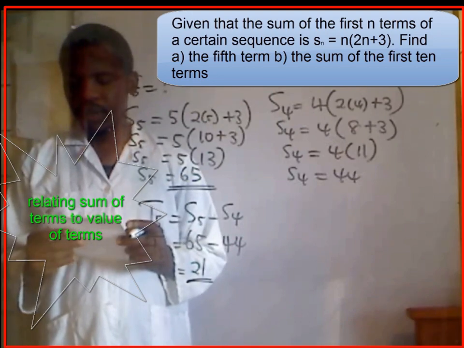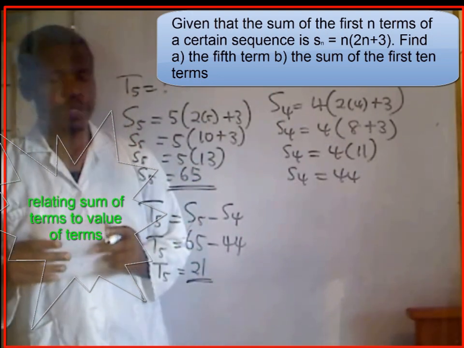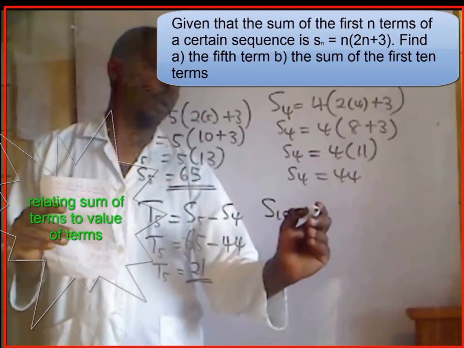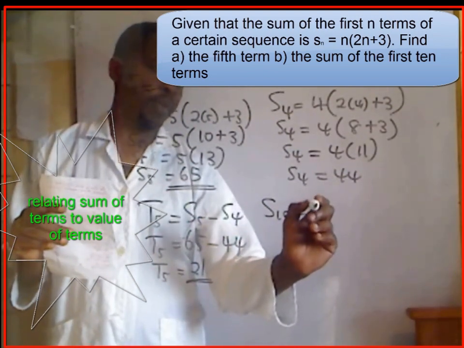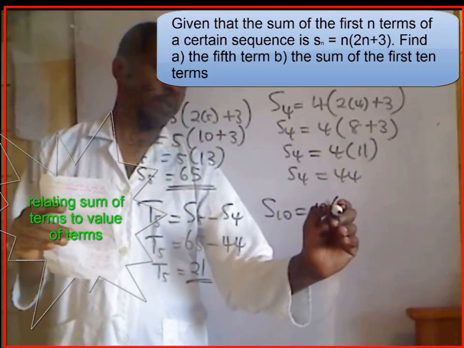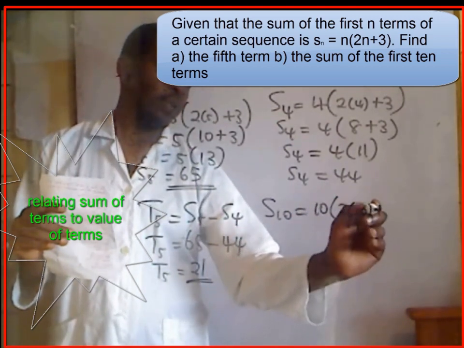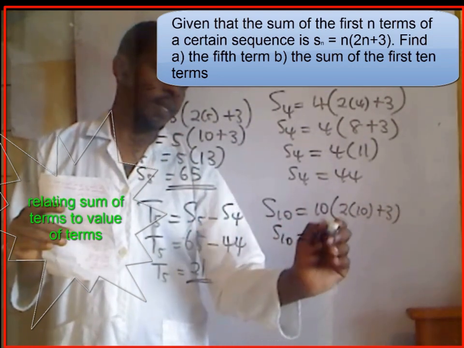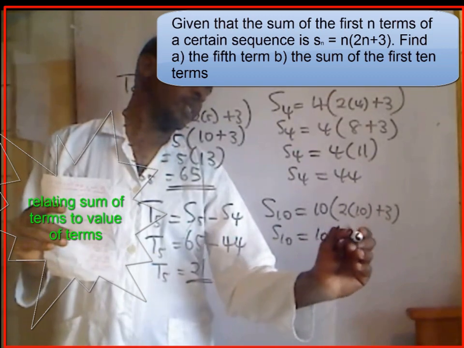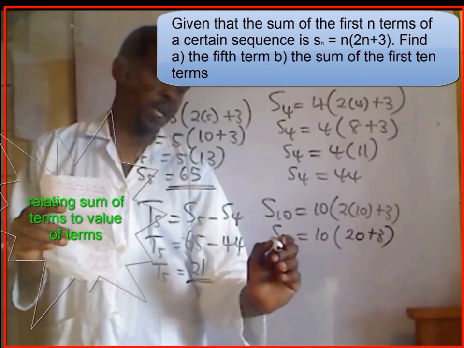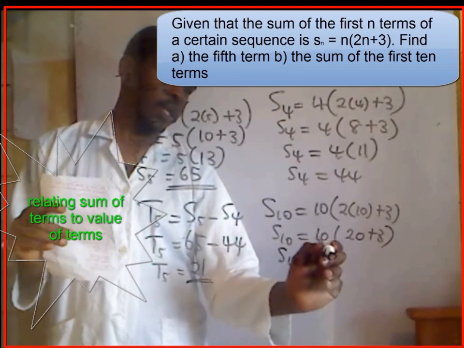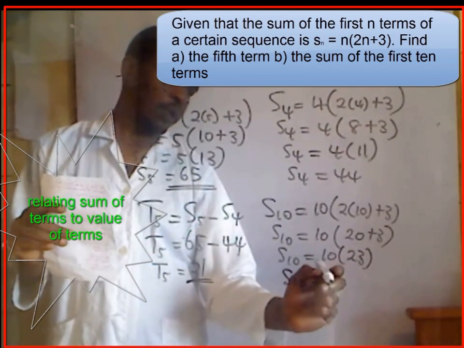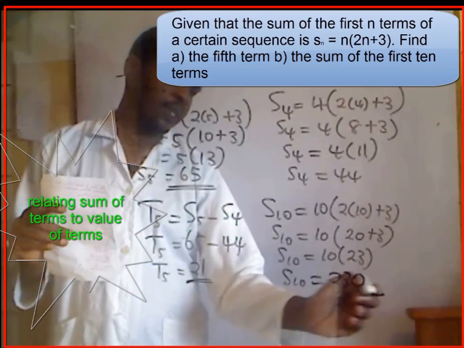The second part, we have to look for the sum of the first 10 terms. S10 here will be equal to, applying our general formula, 10 times (2 times 10 plus 3). S10 is equal to 10 times (20 plus 3). S10 is equal to 10 times 23. The sum of the first 10 terms will be equal to 230.